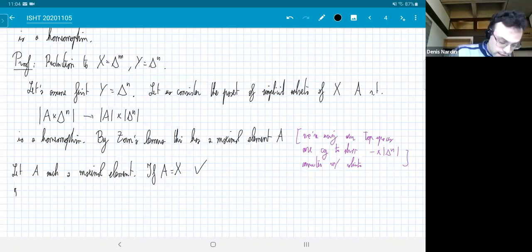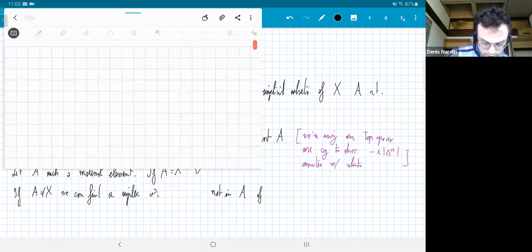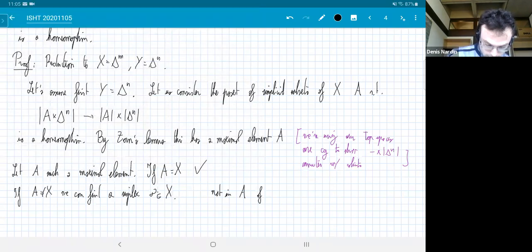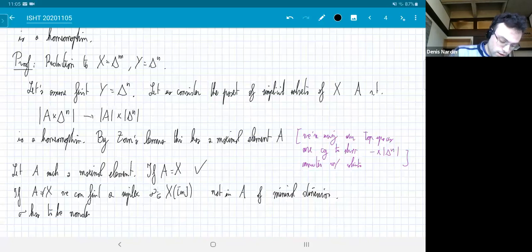But if A is not X, we can find a simplex sigma from delta M into X, not in A, of minimal dimension. And this has to be non-degenerate, because if it were degenerate, it would be the degeneracy of something of smaller dimension. Sigma has to be non-degenerate. Otherwise, it would be in A, and it would not be minimal.